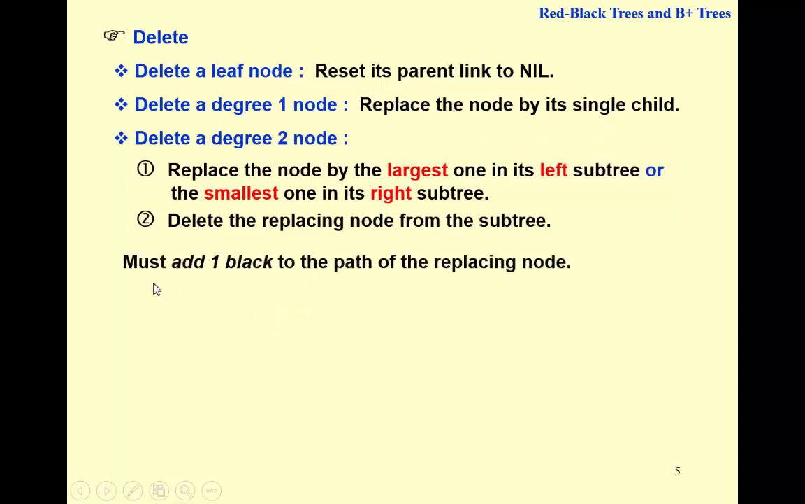Okay, so the whole point is that we must try everything to add one black node to the path of the replacing node. And this is a little bit complicated. We're going to have to handle several different cases. Case 1 is this. Suppose X is the node to be deleted, and it has a black parent plus a red sibling. Step 1 is to swap colors and rotate. Swap the colors of its sibling and its parent, and then make a rotation. But so far, nothing is really changed.